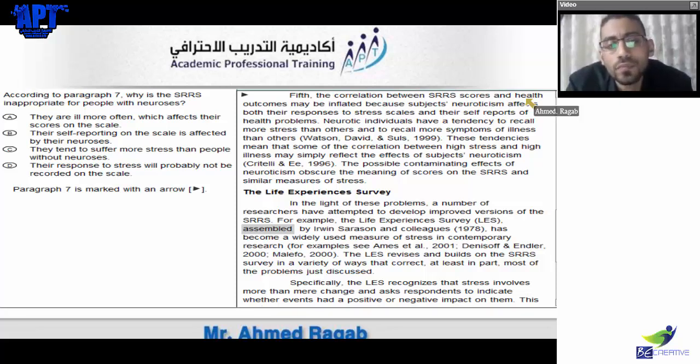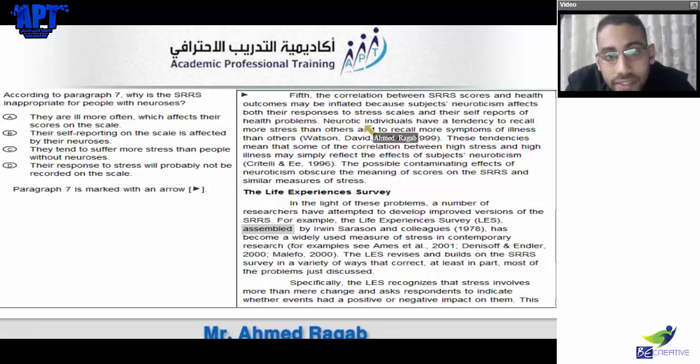Okay. Scores and their self-report. Yes, there. So here, when he talked about neurosis, he said that neuroticism affects both their responses to stress scales and their self-report.